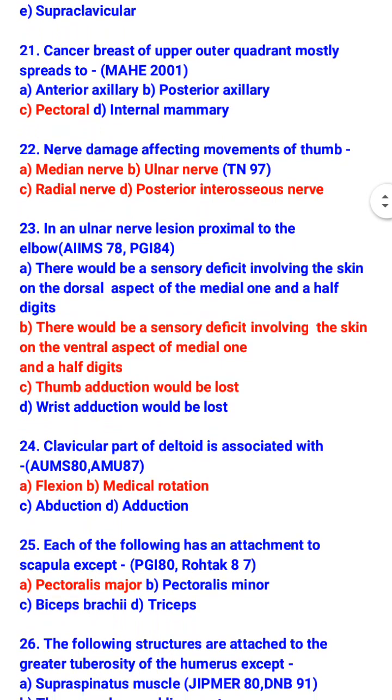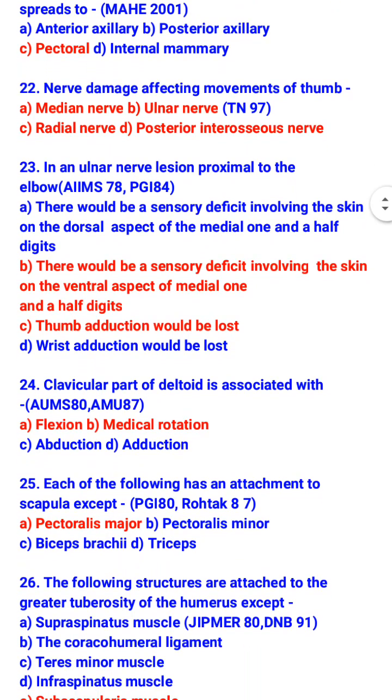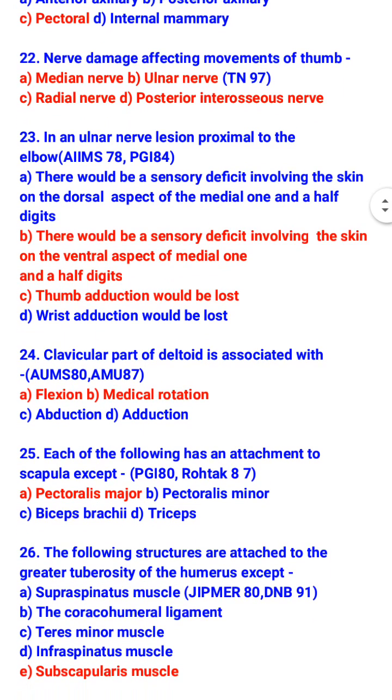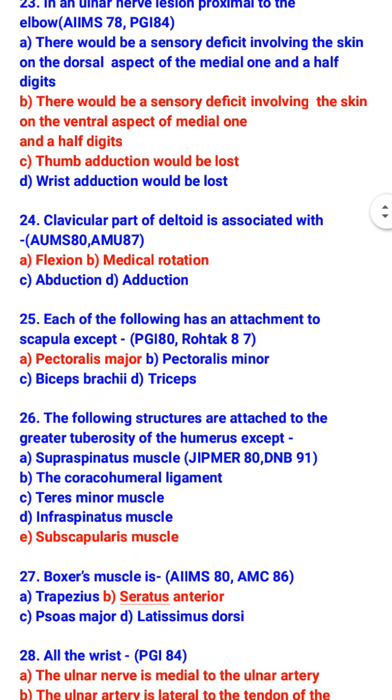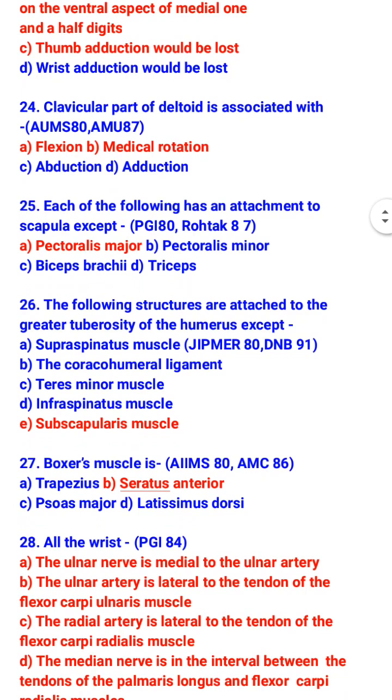In an ulnar nerve lesion proximal to the elbow, there would be a sensory deficit involving the skin on the ventral aspect of the medial 1.5 digits. Thumb adduction would be lost. Clavicular part of deltoid is associated with flexion and medial rotation. Each of the following has an attachment to scapula except. So pectoralis major does not have any attachment to scapula. Pectoralis minor, biceps brachii and triceps have attachment on the scapula.